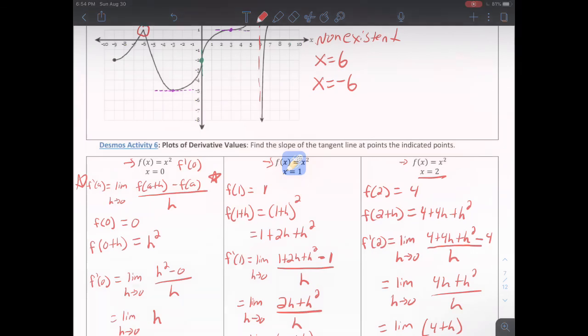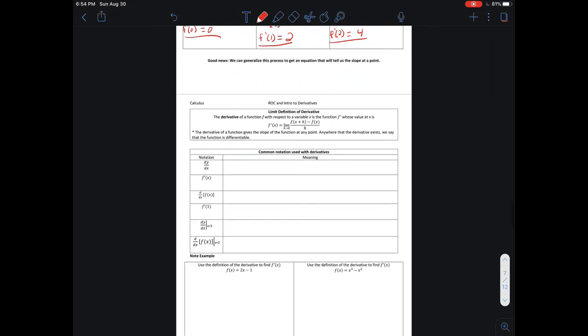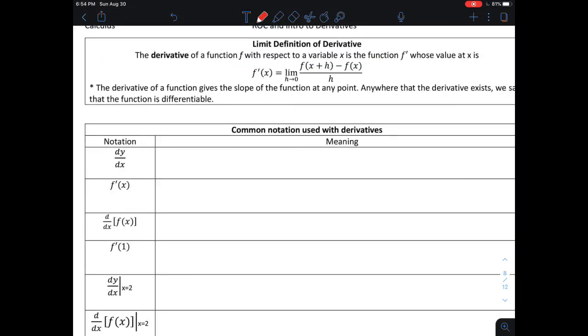And so that takes us to the limit definition of the derivative, which is basically the same definition that we had, except instead of using an a value, we're just going to use x. And when we complete this limit, we're going to be left with an equation that will allow me to get the derivative at any point.